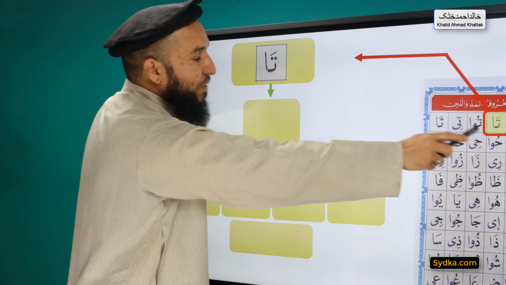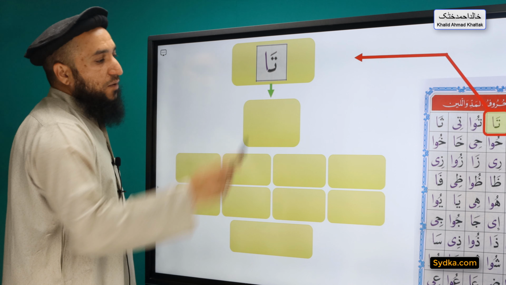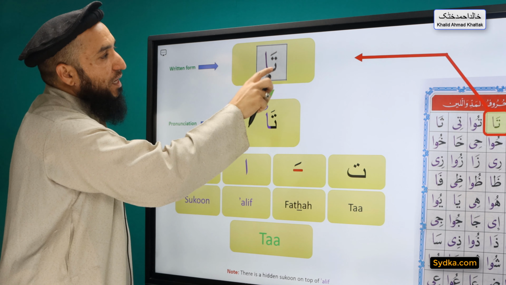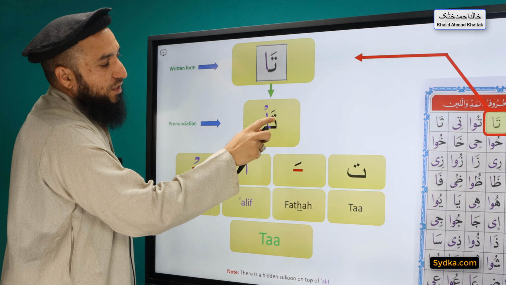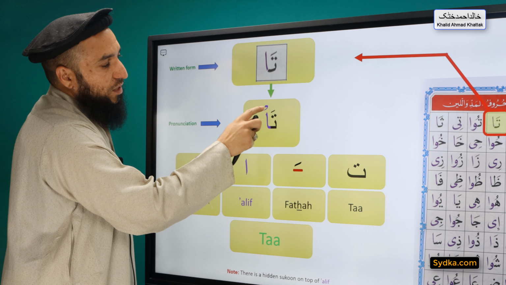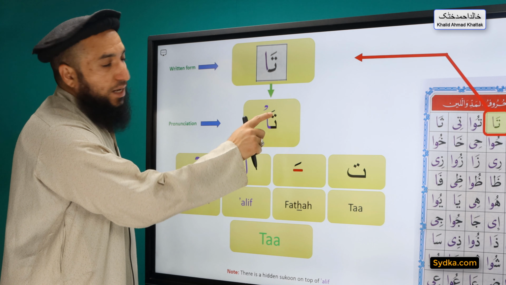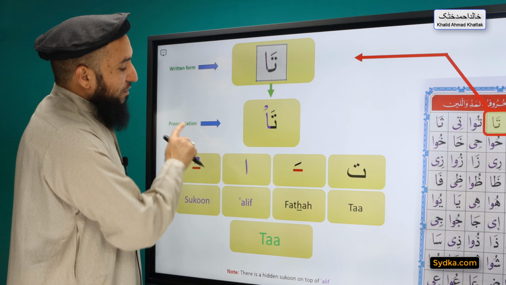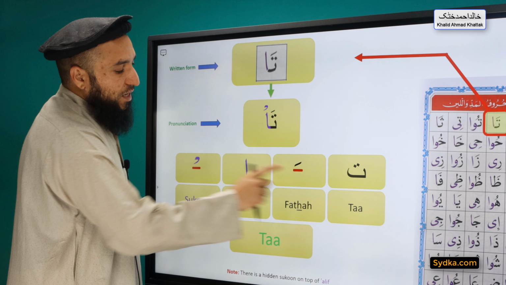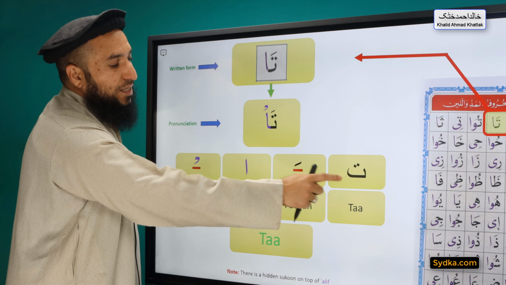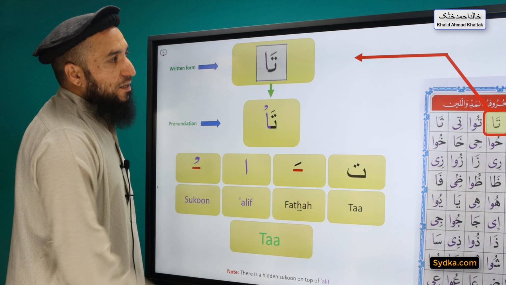The next syllable we have is ta fatha alif sukoon. Ta fatha alif sukoon ta. This is the written form, and its pronunciation is ta fatha alif sukoon, with a hidden sukoon here. Ta is a light letter, it has fatha on top of it, and it is followed by alif with a hidden sukoon, and this is how it's pronounced. Ta fatha alif sukoon ta.